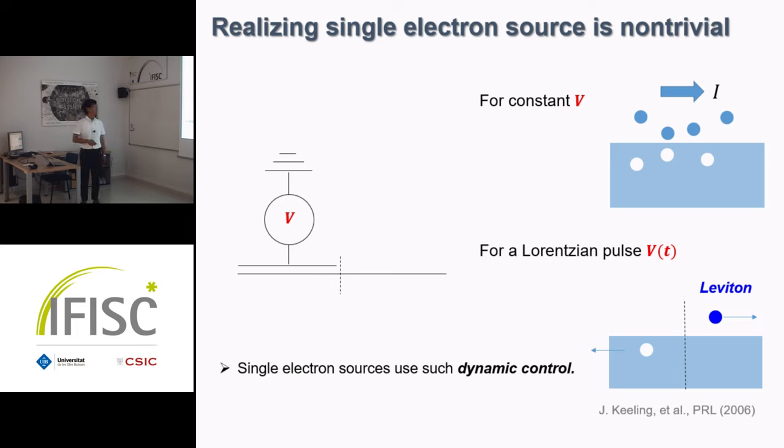Recently, there has been a suggestion that we can use a time-dependent voltage here. Levitov and other authors suggested that if you use a Lorentzian pulse, then we can generate only one electron and hole excitation. This single-electron excitation is called the Leviton. One thing I want to emphasize is that, including this source, other single-electron sources usually use such dynamical control.